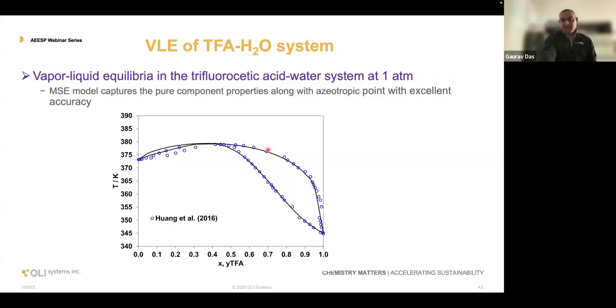And at the end, this is the VLE diagram for TFA and water system at a constant pressure of 1 atmosphere. What we can show here, the azeotropic nature of this VLE is well captured. So did we capture the pure vapor pressure of these compounds.